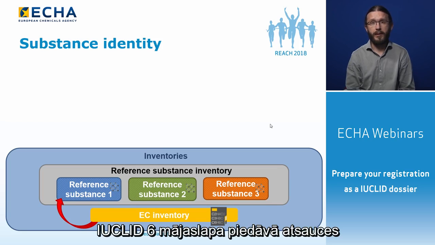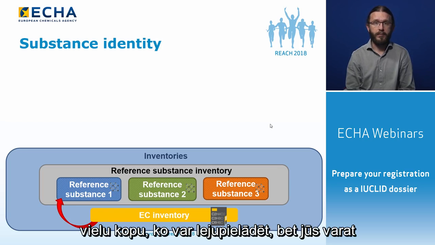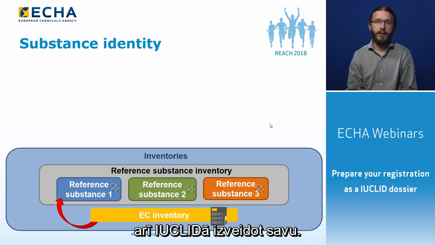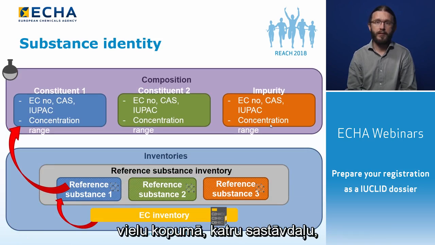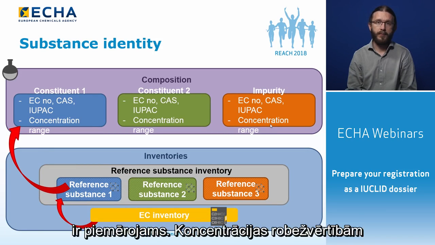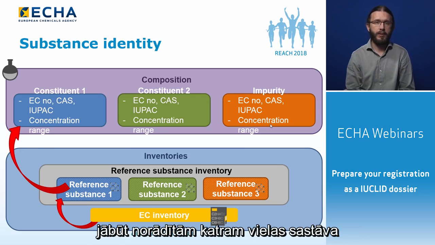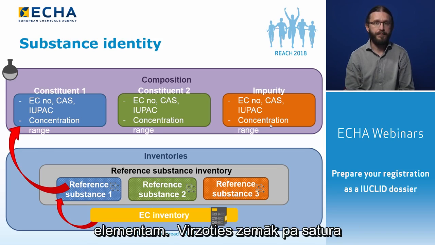The Euclid 6 website offers a set of reference substances for download, but you can also create your own directly in Euclid. These reference substances are then used to define the overall substance and each constituent, impurity, and additives if relevant. Concentration ranges have to be given for each element of the substance composition.